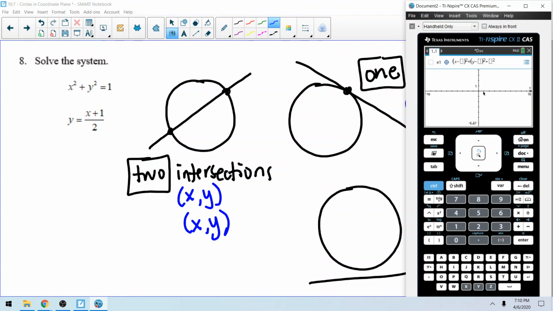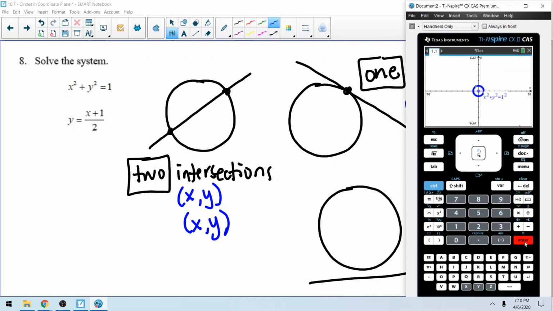Now, x squared plus y squared means we've got x minus 0, and then y minus 0, and then our radius is 1 squared, because 1 squared is just 1. And then you're going to hit enter. And there's your circle. It's at 0, 0 with a radius of 1.